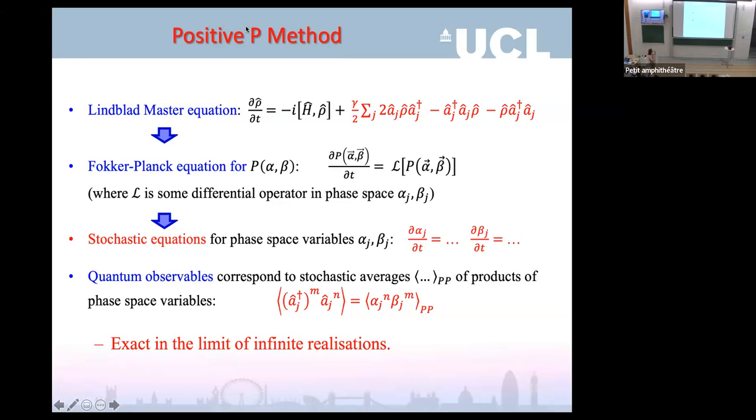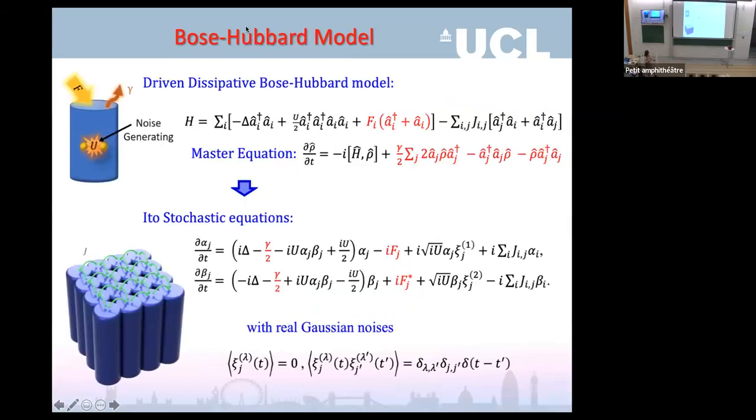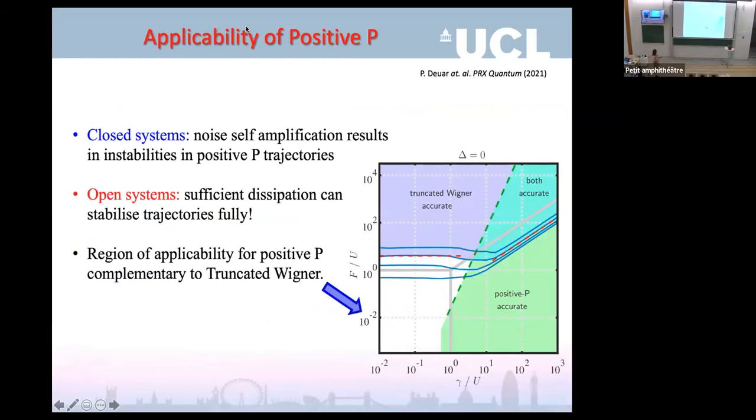And then you can control your accuracy. Obviously, it will be exact in the limit of an infinite number of realizations, but you can always control your accuracy by making the errors realistically small. We studied that for the driven dissipative Bose-Hubbard model, which might actually be interesting in the context of the previous talk. In that paper, we mapped where this positive P is very accurate. So if you are outside of this corner here, this is the drive in units of U, this is the dissipation in units of U.